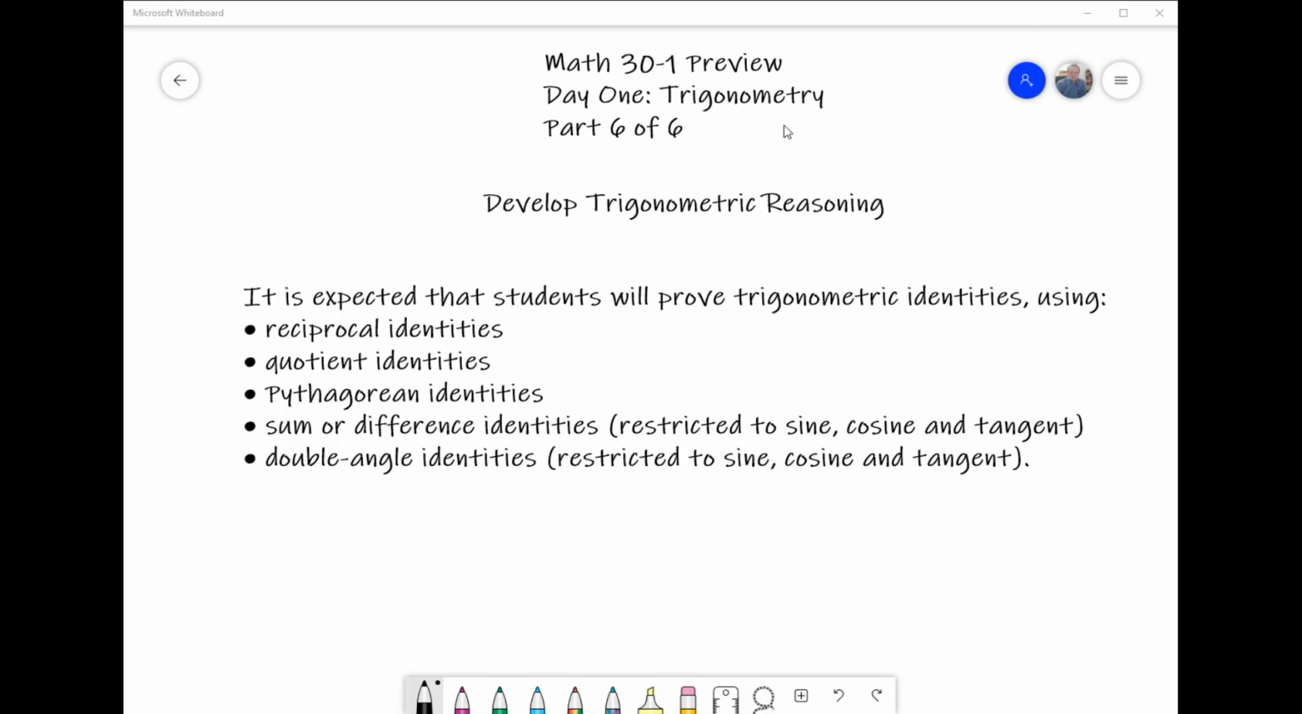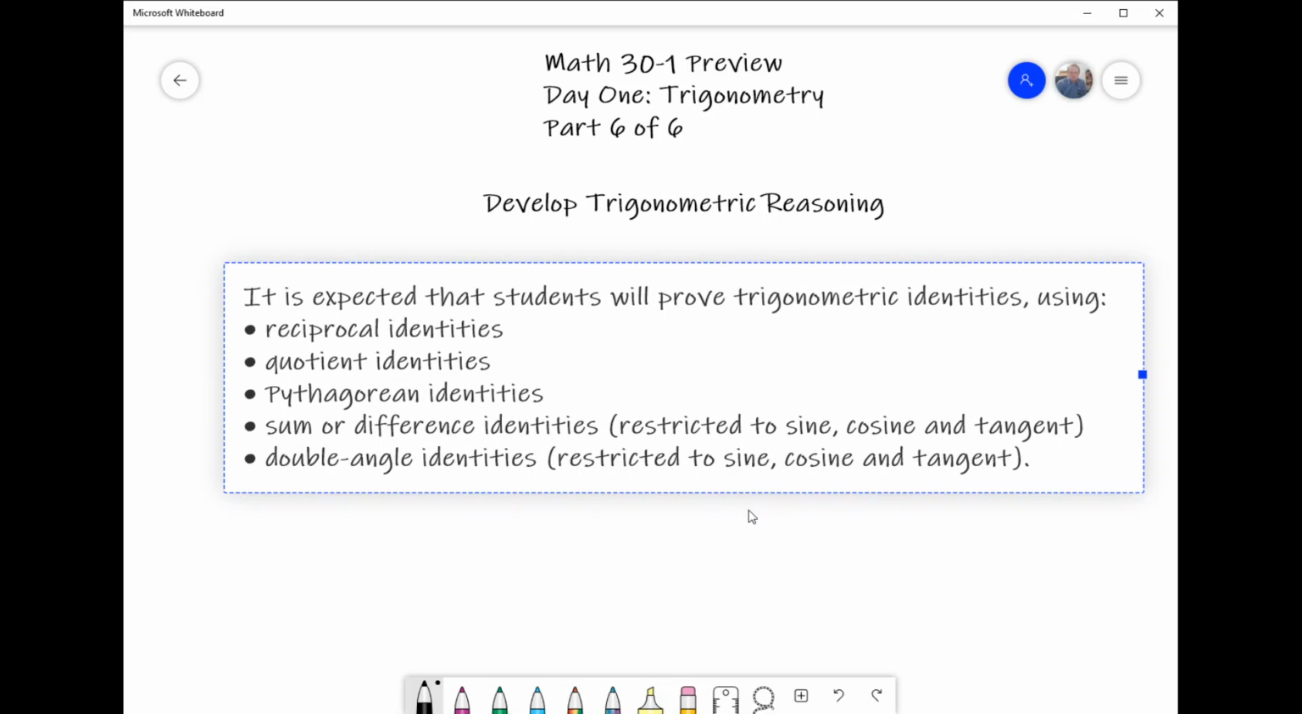Now, for the final topic here, we're going to be looking at the sixth and final specific outcome within Develop Trigonometric Reasoning for Math 30-1. In this outcome, it is expected that students will prove trigonometric identities using reciprocal identities, quotient identities, Pythagorean identities, sum or difference identities restricted to sine, cosine, and tangent, and double angle identities restricted to sine, cosine, and tangent.